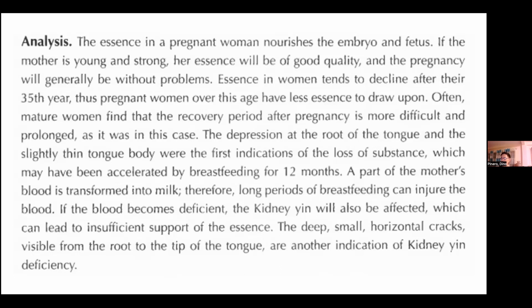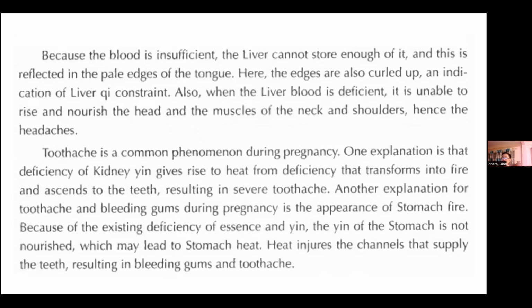The deep, small, horizontal cracks visible from the root to the tip of the tongue are another indication of kidney yin deficiency. So, we can observe that on the tongue. Because the blood is insufficient, the liver cannot store enough of it, and this is reflected in the pale edges of the tongue. So, we observe the sides, the edges. This is the liver insufficiency. Here, the edges are also curled up, an indication of liver chi constraint. So, observe that the sides are curled upward. That is the liver chi constraint.